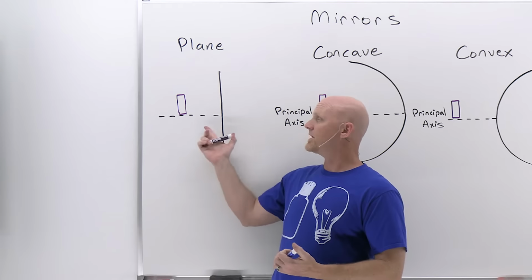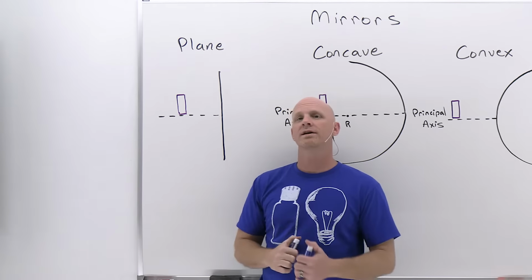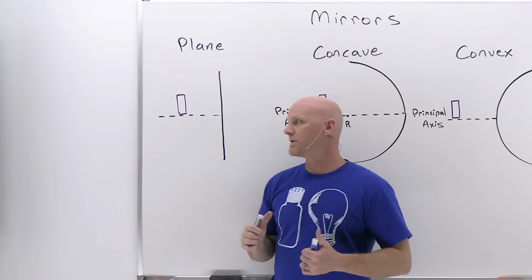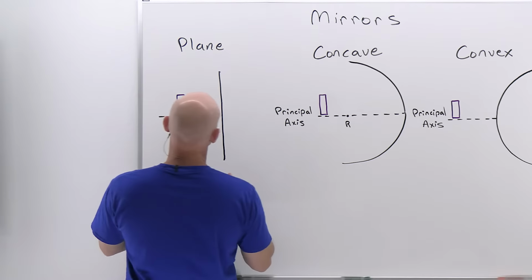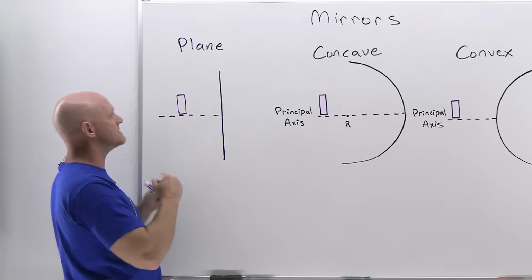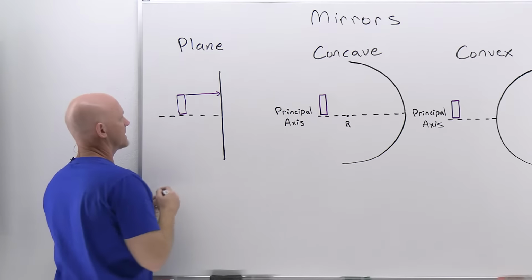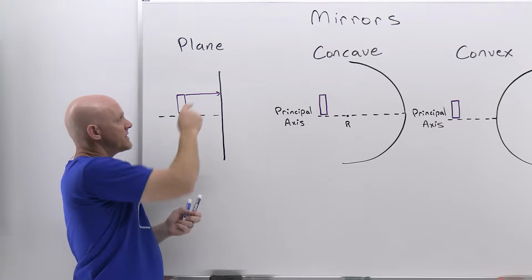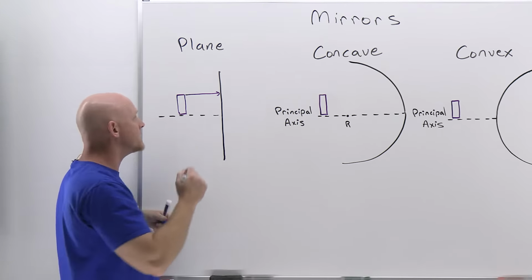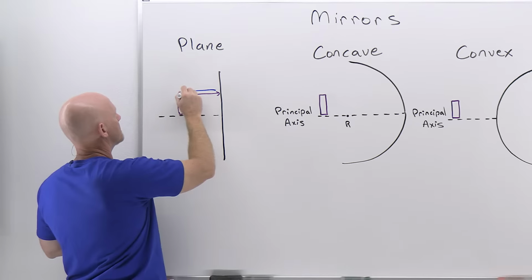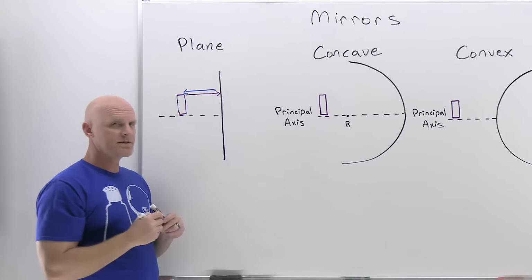Now, it turns out for a plane mirror, we need two rays to identify where that image is going to be. It could be any two rays you draw to the mirror, but there's two that are pretty convenient here. The first one is going to be one directly head on here. If we hit a plane mirror head on, then it's going to get reflected right back as well. And there's a reflected ray.